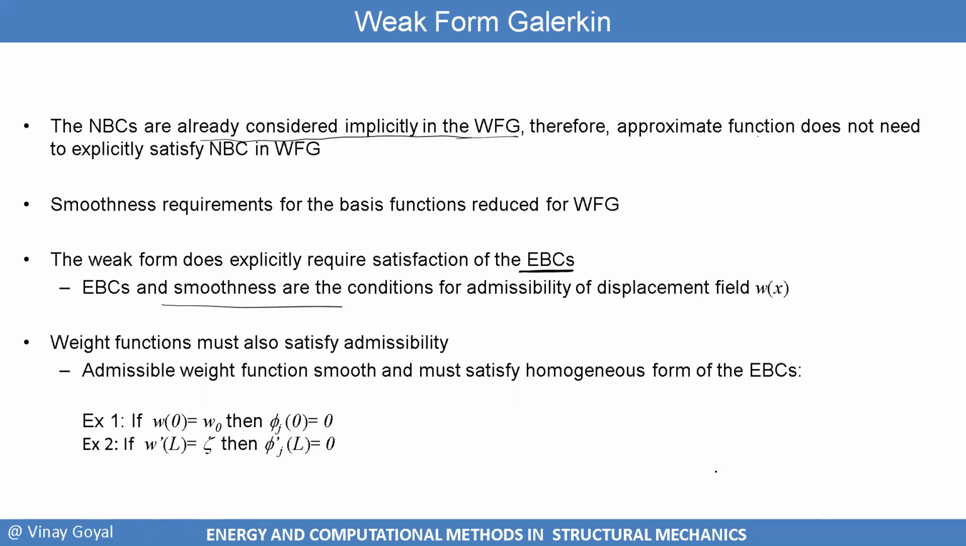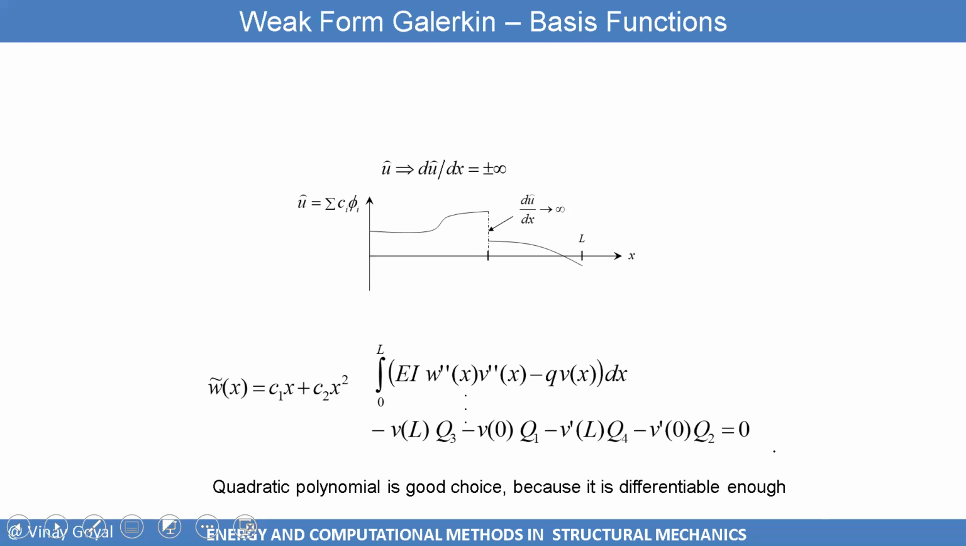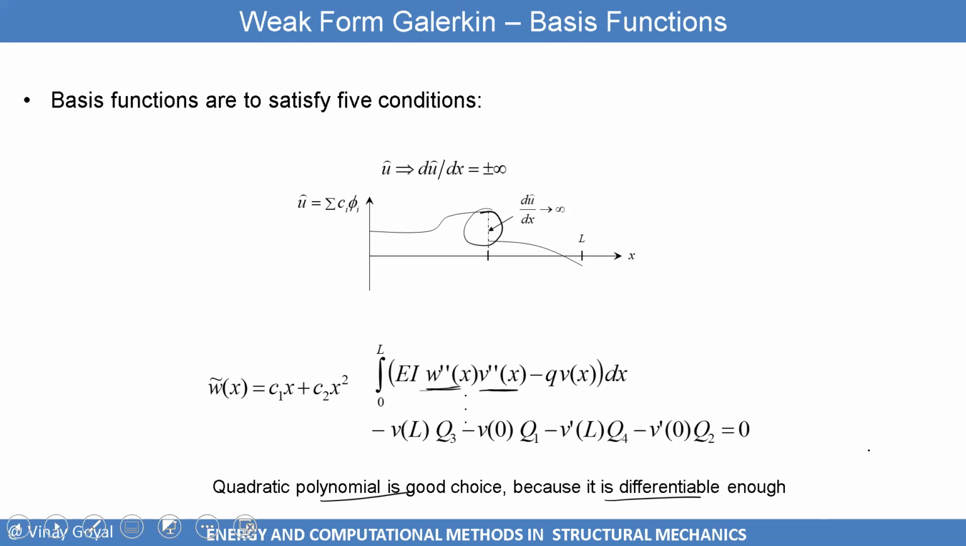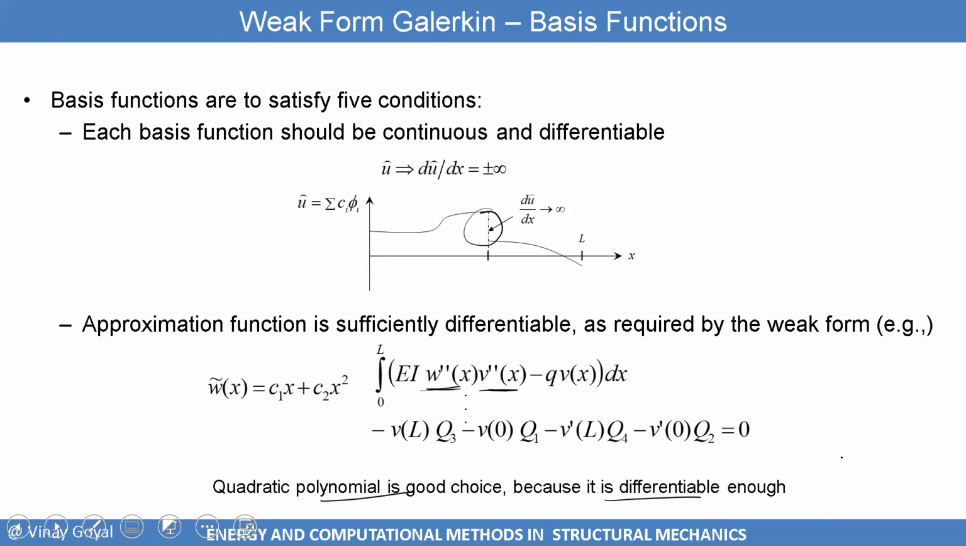Weight functions must also satisfy admissibility. We talked about that. They have to satisfy the homogeneous form of the essential boundary conditions. And you have to make sure that you're making that good progress. You want to make sure your function is continuous, doesn't have discontinuities. And yeah, a quadratic function is a great choice. Why? Because I can construct this term. It doesn't go to zero, it doesn't vanish. It's sufficiently smooth. But if I was using the strong form Galerkin, I'm kind of stuck with the strong form Galerkin.